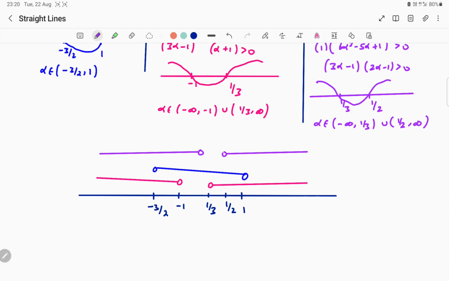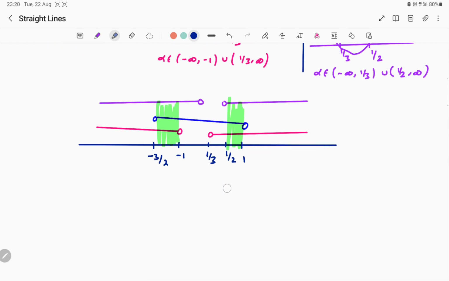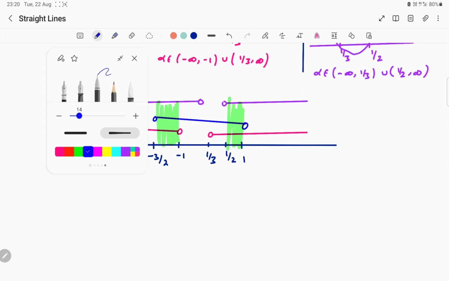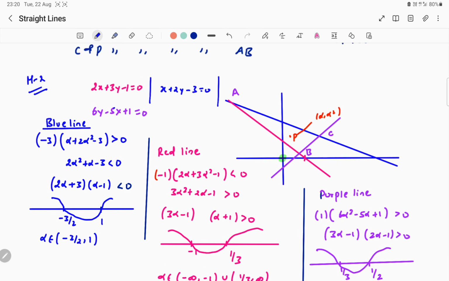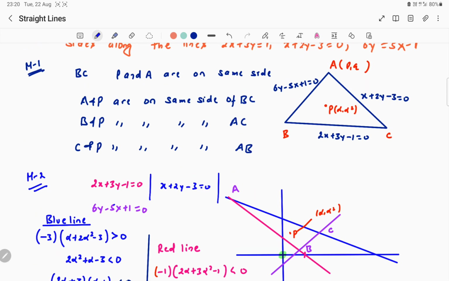So our question is intersection, isn't it? Intersection means what? Common region. So you can see this is the region where all three of them are present, isn't it? So what is the final answer? Final answer is alpha belongs to minus 3 by 2 to minus 1 union 1 by 2 to 1. So that is the required answer. Okay, so this is a good question. And method one I have already told, so you can check it out.